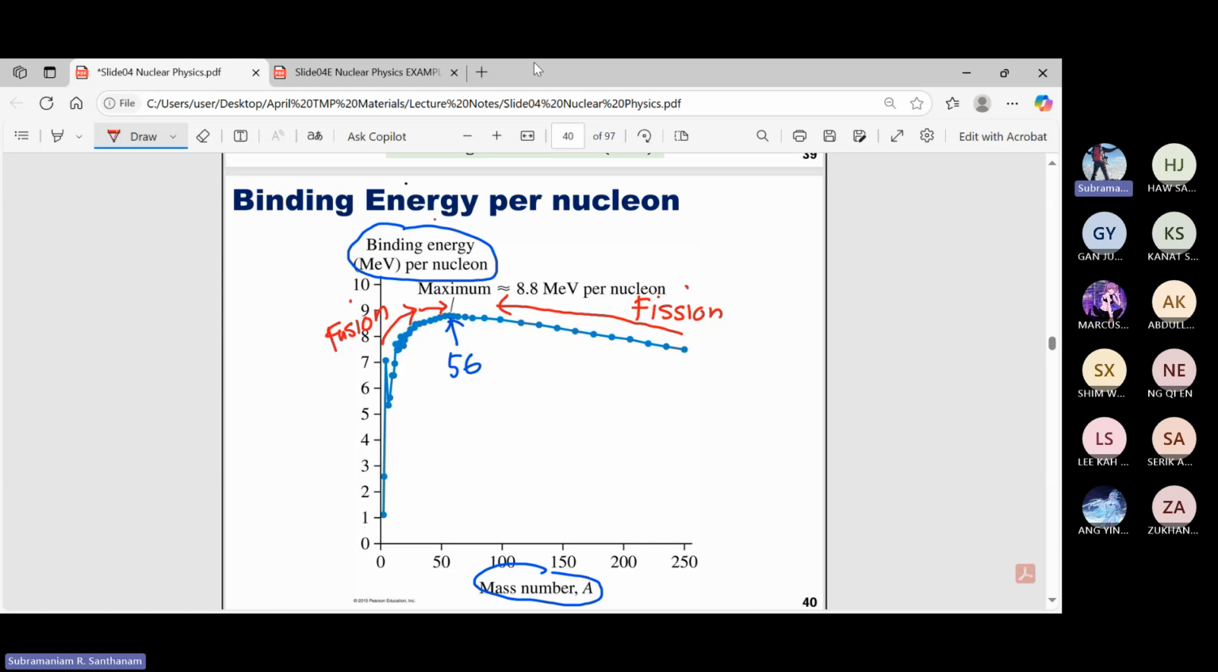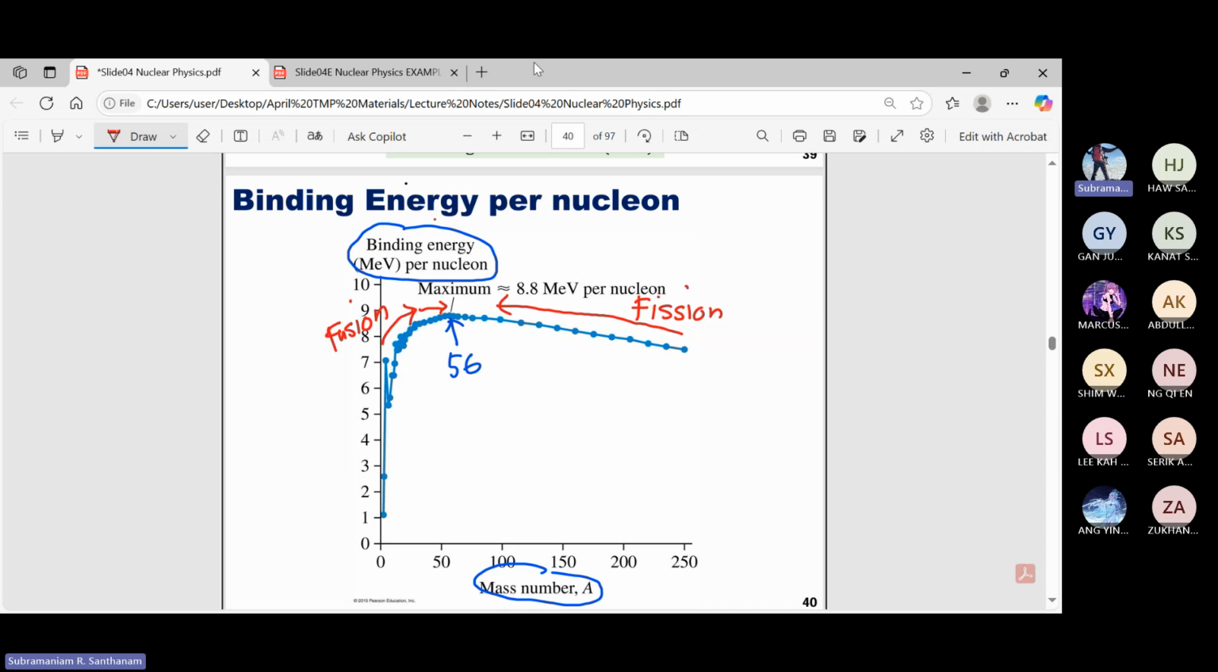Even recently, I read an article saying that they have found a place where there is a huge amount of iron on Earth. So this is one proof that iron is one of the most stable elements.